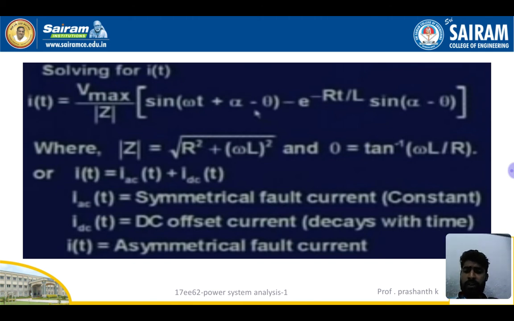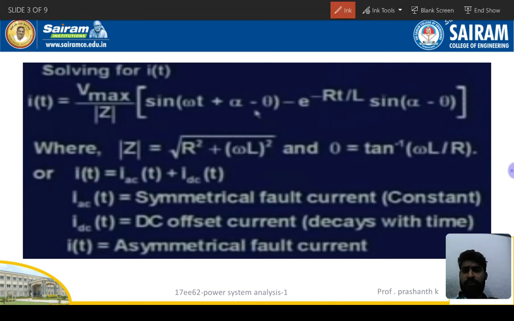After integrating the equation, we get i(t) equals Vm by Z, I mean V max by Z, sin(omega t plus alpha minus theta), and then e raised to minus Rt by L sin(alpha minus theta). This we can see while deriving the equation of the RL circuit. And this one is the DC offset current, e raised to minus t by tau, where tau is the time constant, tau equals L by R, and then sin(omega t minus theta).